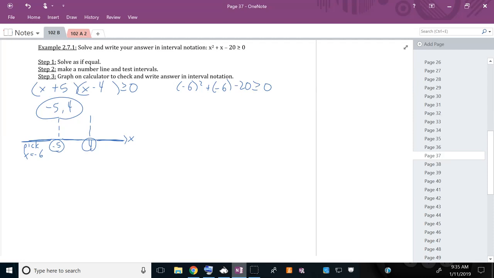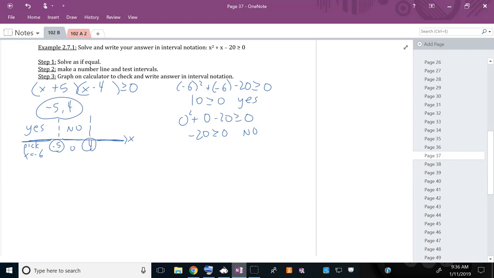So I get 36 minus 6, which is 30, minus 20 is 10. Is that greater than or equal to 0? Yes, it is. So I'm going to put a yes there, and then I'm going to put a yes here. So I don't really care that the number is 10. All I really care about is that it's greater than 0, which is what we want here. Let's continue and do the same to my other intervals. I need an easy number between negative 5 and positive 4. 0 is probably the easiest, because here I get negative 20, and I think we can all agree that is definitely not greater than 0.